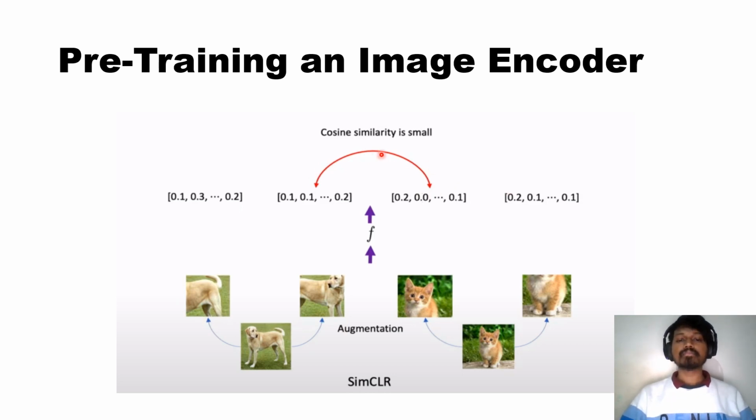Now, if we compare a cat and a dog image, the cosine similarity between these two feature vectors will be small. Basically, the vector direction will be very different. So the algorithm will know that these two shouldn't be in the same category. These are two different objects.